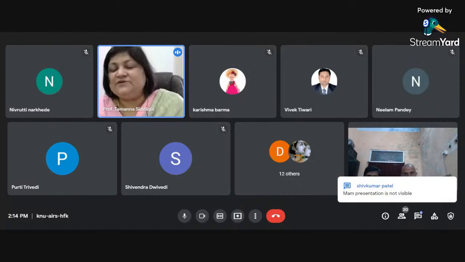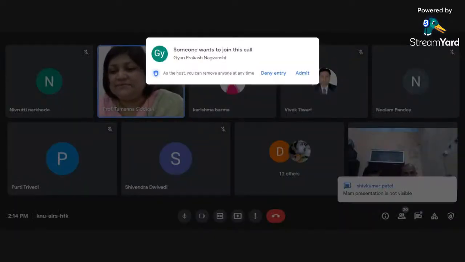The classification of software measurement. So here we will discuss.